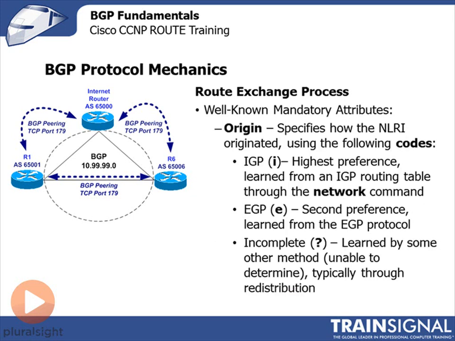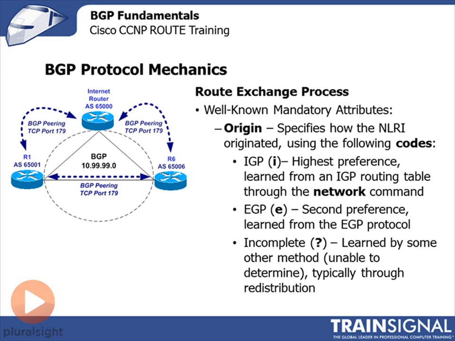Now that we've looked at the categories, let's actually drill down into the specific path attributes, starting with the well-known mandatory attributes. The first is called the origin attribute, and it basically says where the route was learned from, what the source is. Now, it uses several codes to communicate what that is. The first, signified by the lowercase letter i in BGP, means it was learned from an IGP.